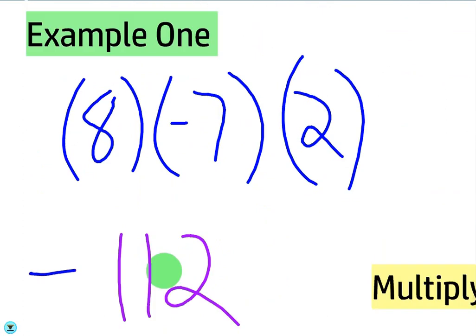That's it for multiplying positives and negatives together. For the first step, I do have to apologize. I actually put the negative first and then put the answer second. What we should have done is, so we'll do this one again just to make sure. We have 8 times 7 times 2, which is 112.